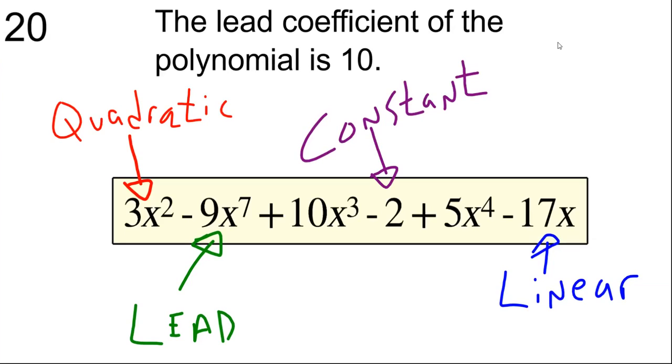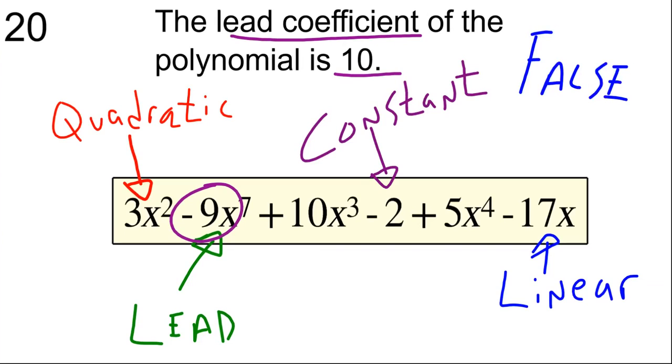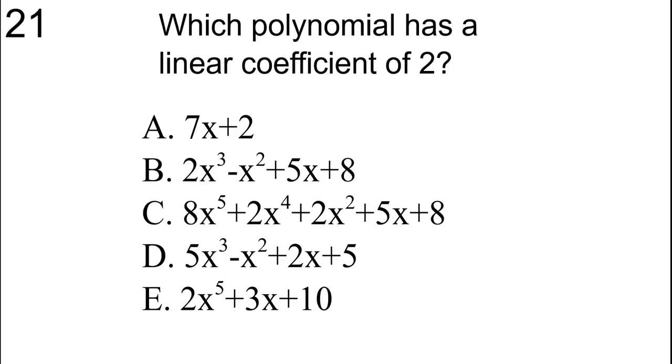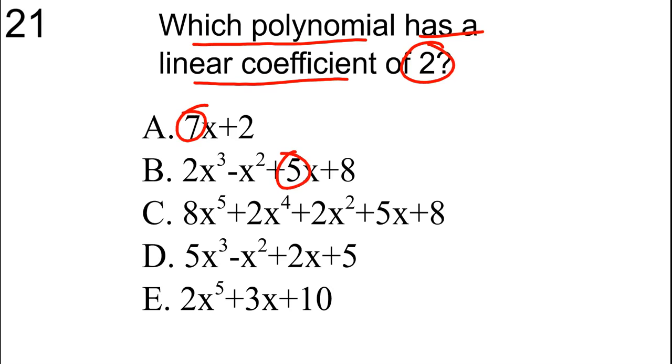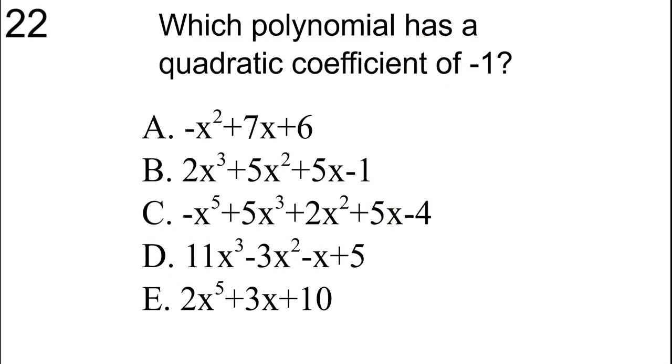We've named the 4 special coefficients in number 20. The problem says the lead coefficient is 10. Nope, it's negative 9. Number 20 is false. In number 21, it says which polynomial has a linear coefficient of 2. Let's identify all the linear coefficients. 7 here, 5 here, 5 here, 2 there, and 3 here. D is the answer.